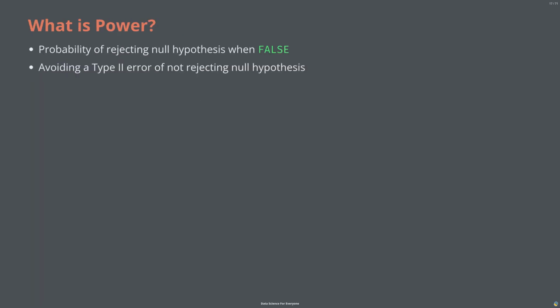Power is a key concept in hypothesis testing. It refers to the probability of correctly rejecting the null hypothesis when it is actually false. That is, avoiding a type 2 error. For instance, suppose we believe that there is a difference in how long it takes to solve word puzzles versus logic puzzles. Power tells us how likely we are to detect that difference if it truly exists. High power means our test is more likely to reveal a real effect.